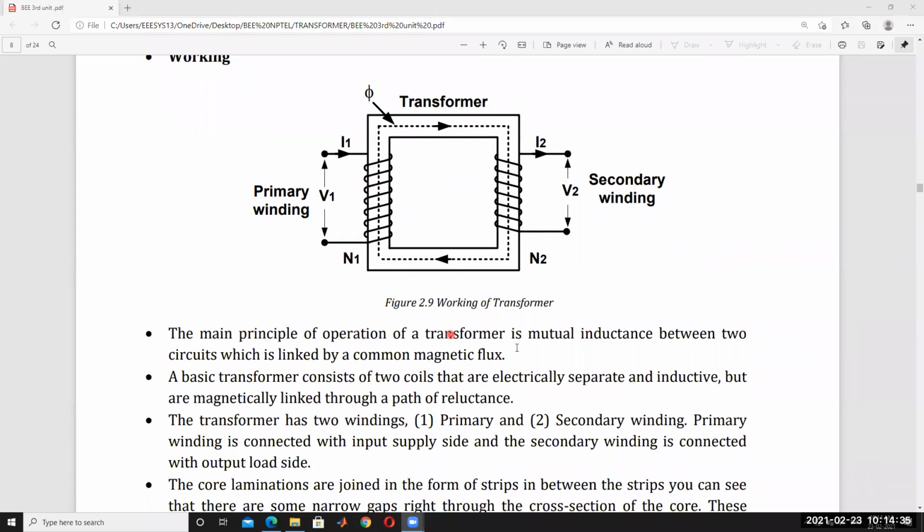The transformer mainly works on the principle of mutual inductance between the two circuits, not self inductance. It is based only on mutual inductance. You know mutual inductance well.